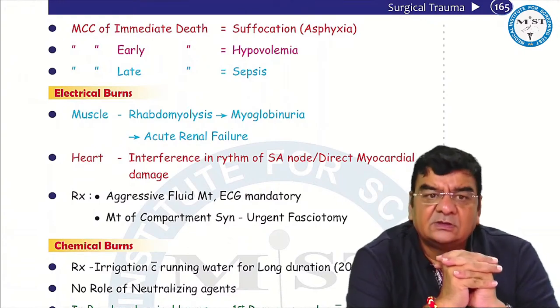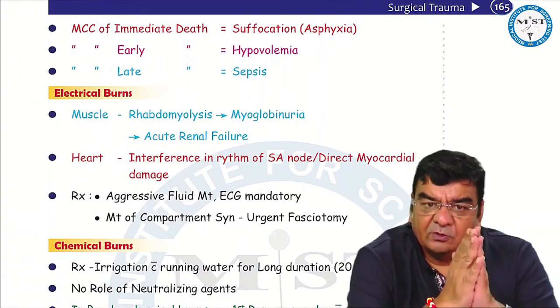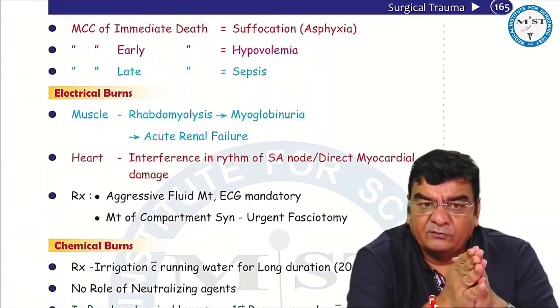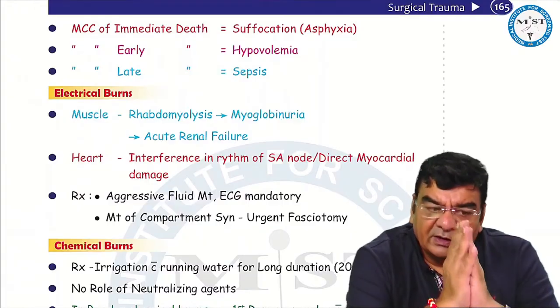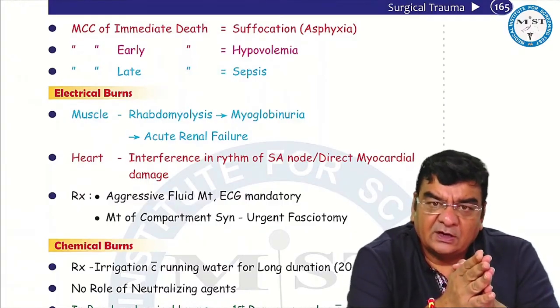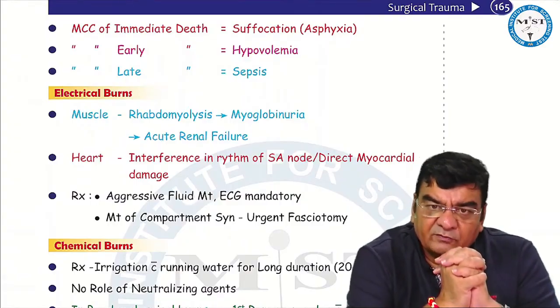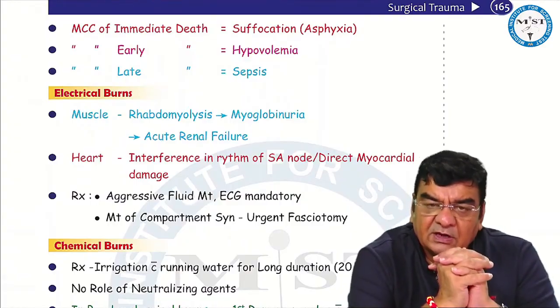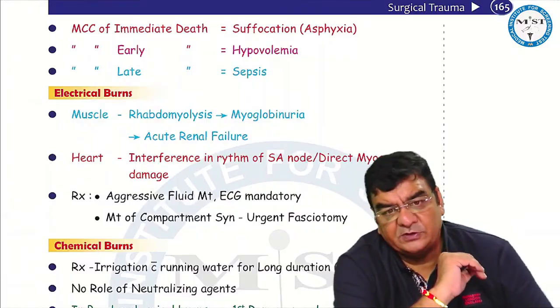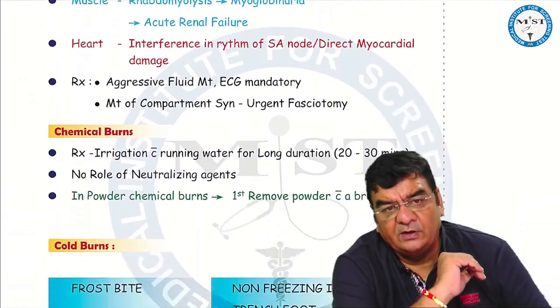Electrical burns: there can be muscle injury, rhabdomyolysis, myoglobinuria, acute renal failure can occur. Electrical current can interfere with the pacing of the heart, so ECG is mandatory. Treatment would be aggressive fluids, ECG, compartment syndrome to be managed by urgent fasciotomy.